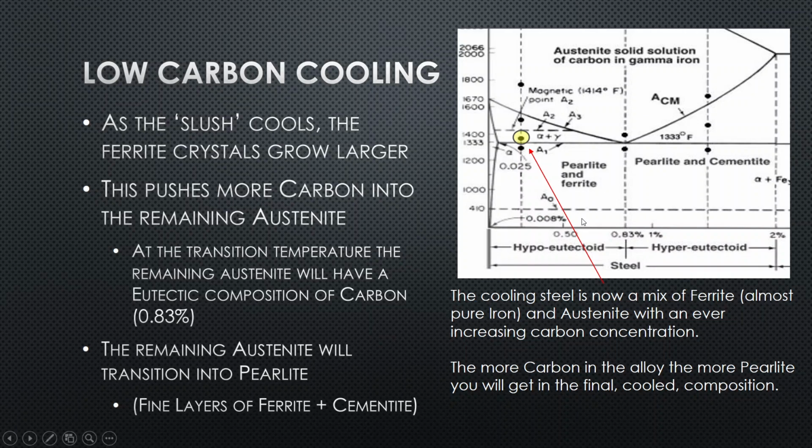Basically, the more carbon you have in your steel, you start out over here, your transition into ferrite starts at a lower temperature, and you get a higher percentage of your material coming out as perlite because you've got more carbon to deal with.